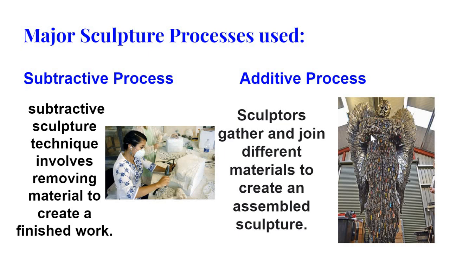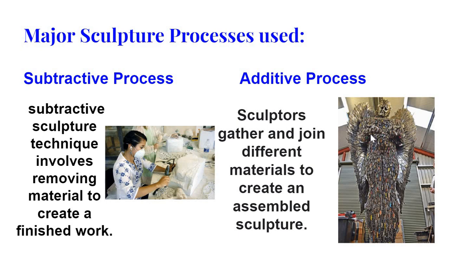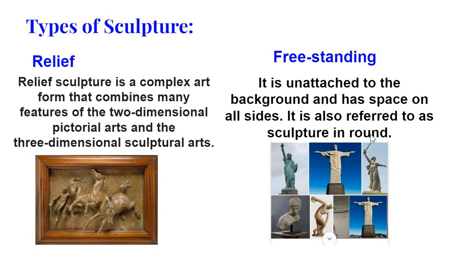But in the additive process, it's not. You are going to add materials, at a certain time simultaneously, in order to create a form. You are adding different materials in order to assemble a sculpture. So that is an additive process. Now, because we're done with processes, let us take a look at the different types of sculpture.